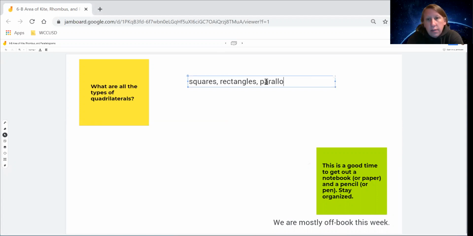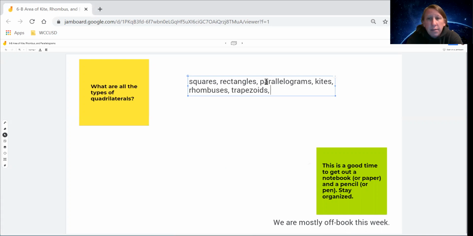Parallelograms. I don't think I spelled that right. Parallelograms. Kites. Those are my favorite. Rhombi. Rhombuses. Trapezoids. Can you think of any others?